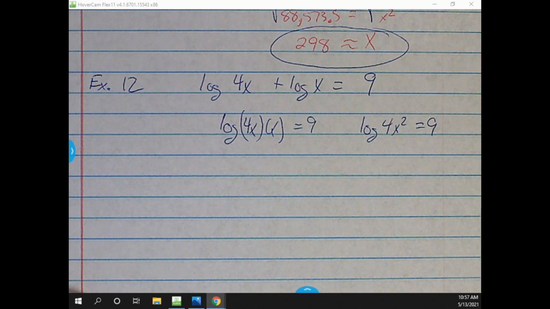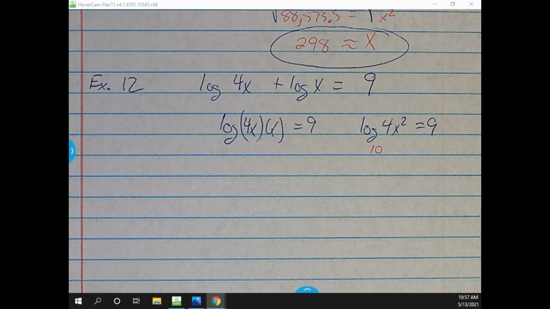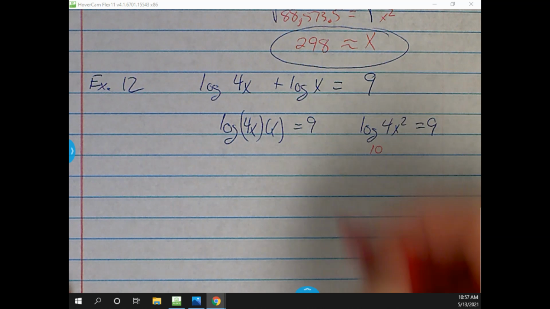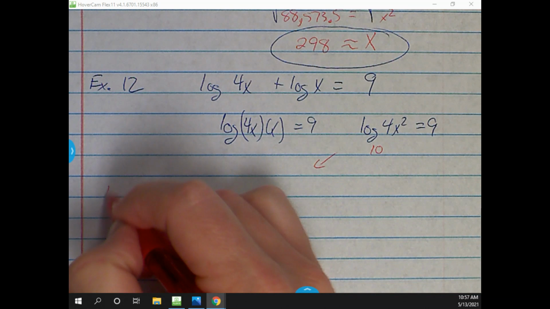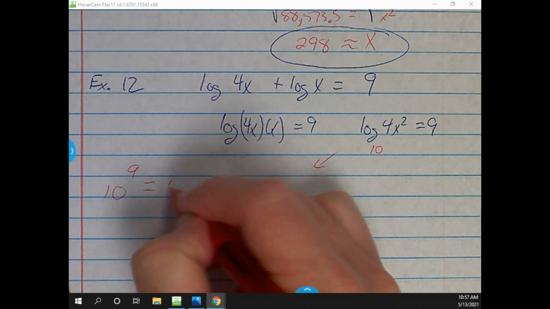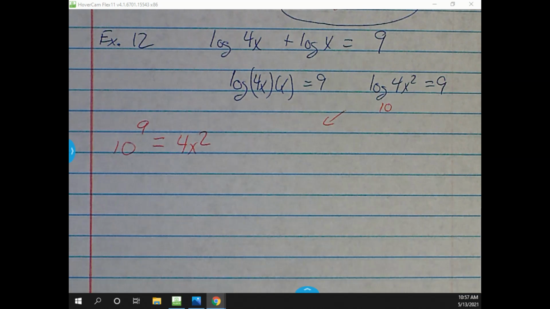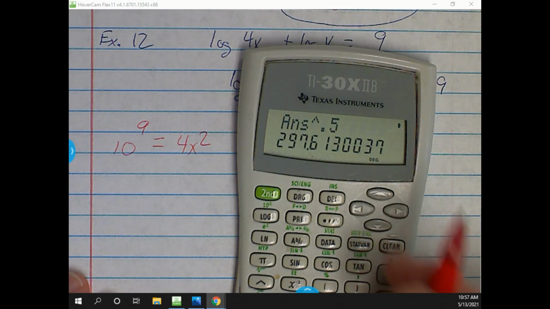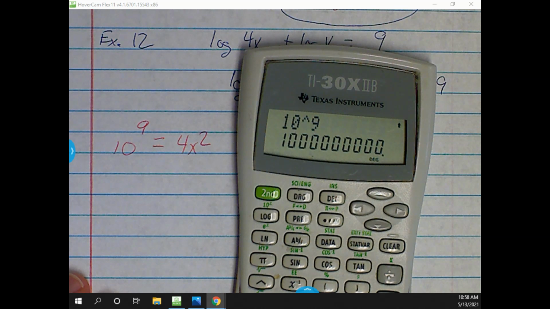But what's the base? Base is 10, right? It's not written there, so we've got to go back and do that. Once we rewrite this problem, that's going to be 10 to the 9th power equals 4x squared. All right, and if you do 10 to the 9th power, that's barely going to fit on the calculator. That's a 1 and 9 zeros behind it. So you're talking about a billion.